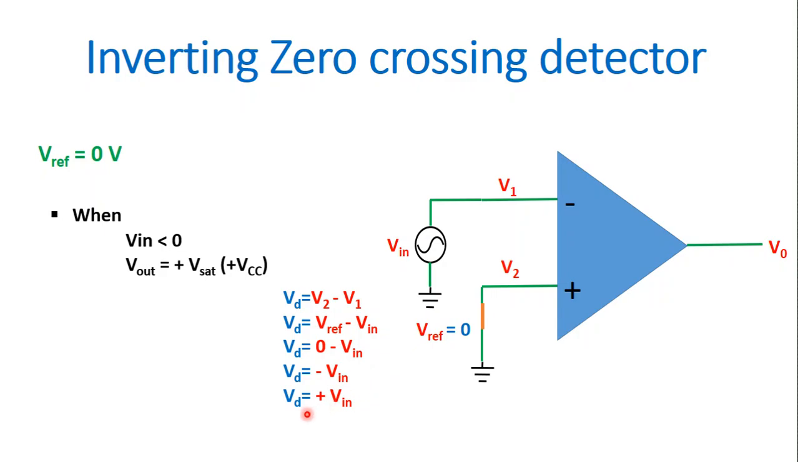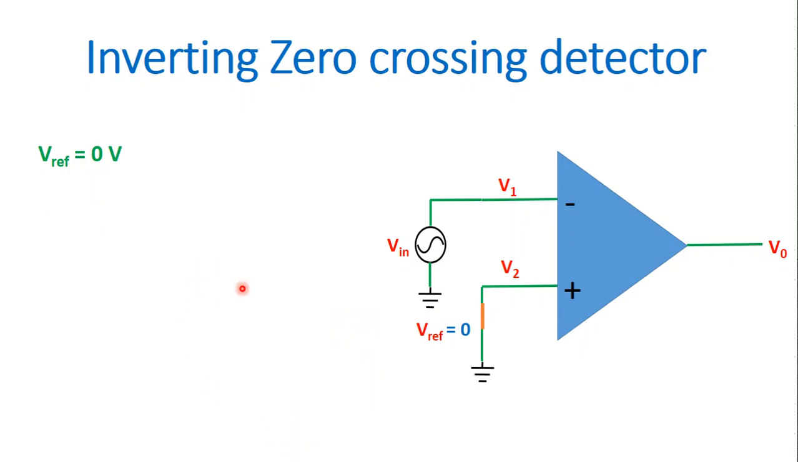Here we can see that V in is smaller than 0, that means negative. So we get Vd equal to positive: negative, negative, positive. Now output voltage is equal to open loop gain times Vd. So output voltage is positive. Since Vd is positive, the output voltage will go to plus V saturation.